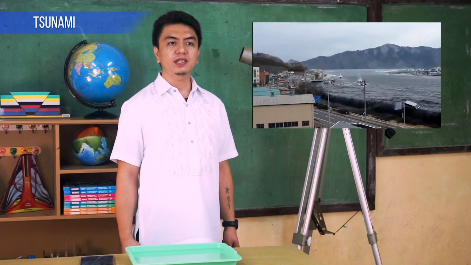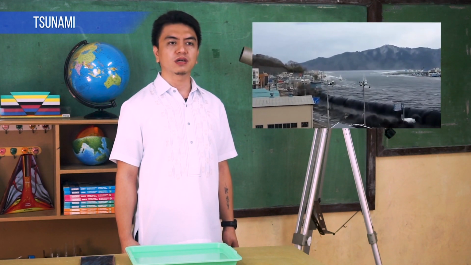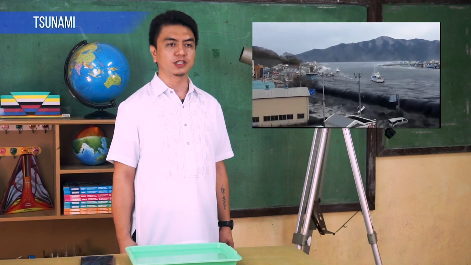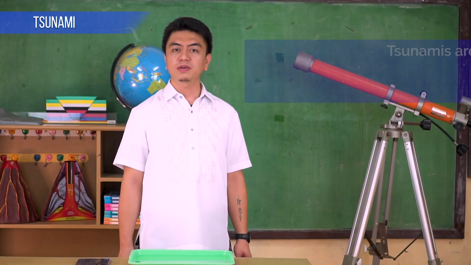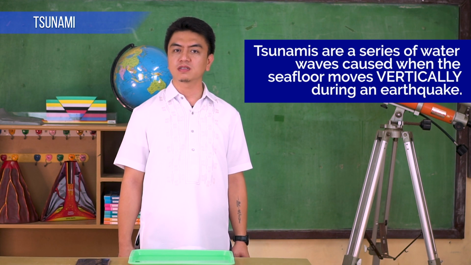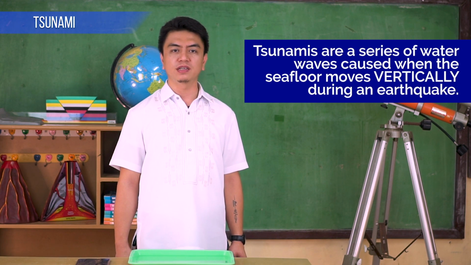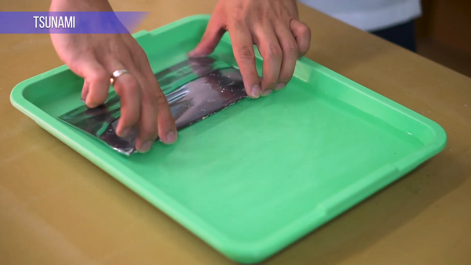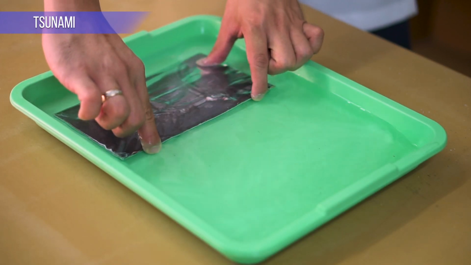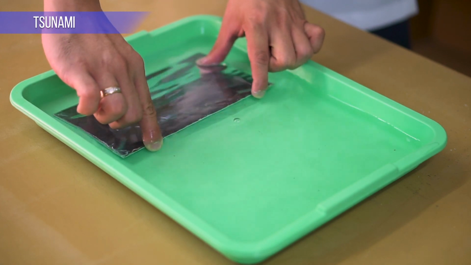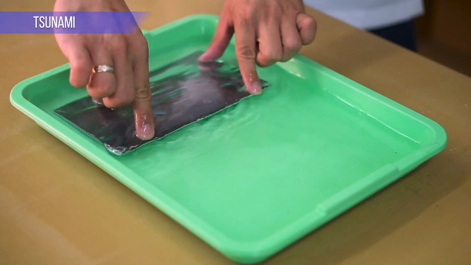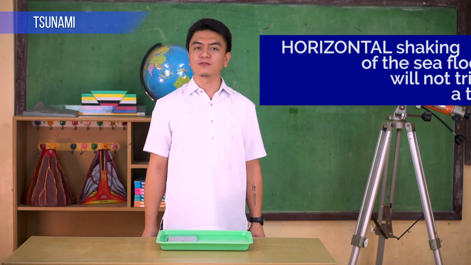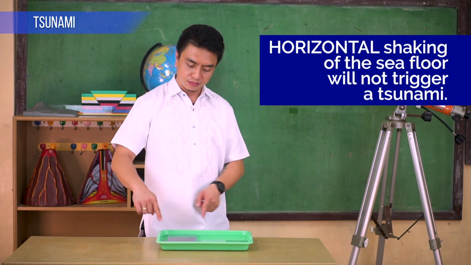Regardless of the origin, all tsunamis are triggered by powerful events that cause sudden displacement of large volume of water. Tsunamis are a series of water waves caused when the seafloor moves vertically during an earthquake. Take note that the horizontal shaking of the seafloor will not trigger a tsunami.